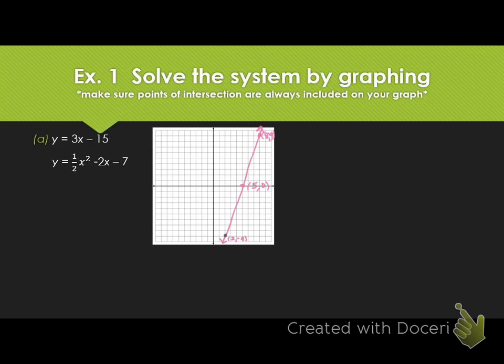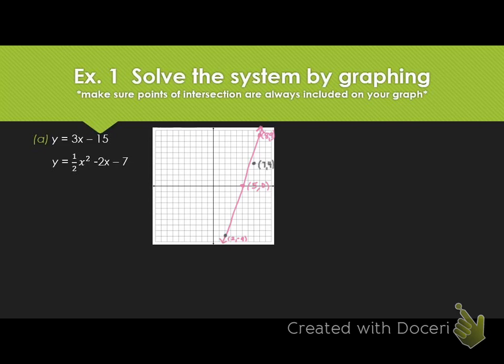What's another point on your parabola? 7, 4. All right. Do we have a second on that one? Is 7, 4 a point? 7 and then 1, 2, 3. All right, so we're going to plot 7, 4, and then we're going to label it.